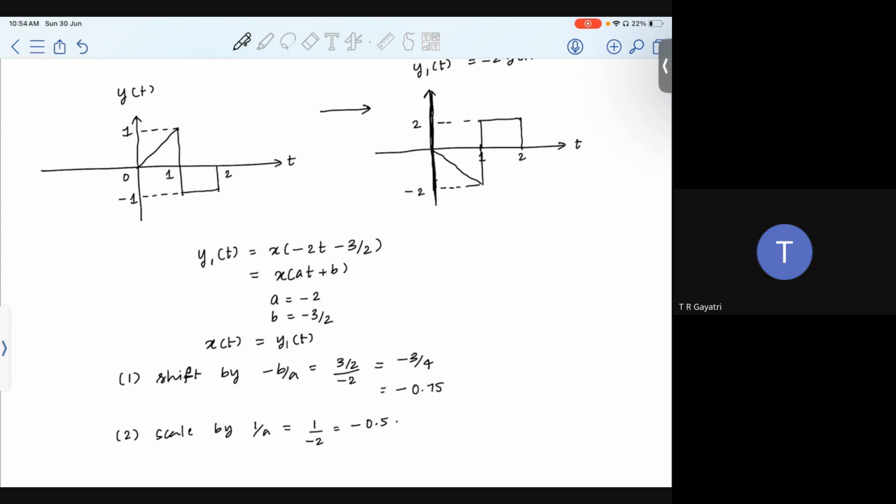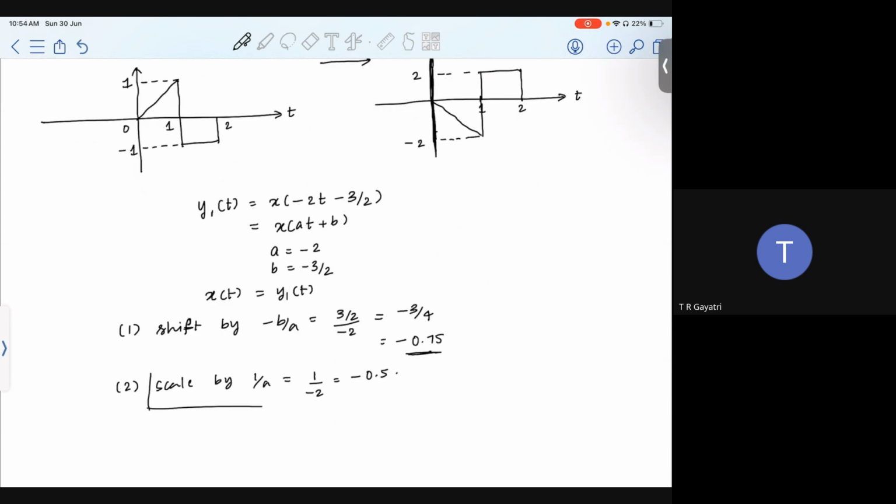Ma'am, am I missing something in this case? I think this involves reflection also. Even my question was, if it involves reflection. Reflection is there, but is this thing correct? Minus 3 by 2, is that correct? Yes, that's correct. But if we do it like this, we won't get the answer as given. Inversion will come. Inversion is there because you are scaling by minus 0.5, which is negative. So inversion will come in the later step.